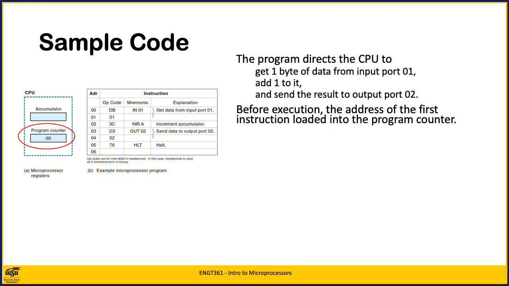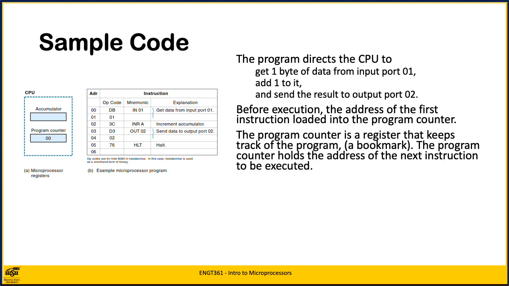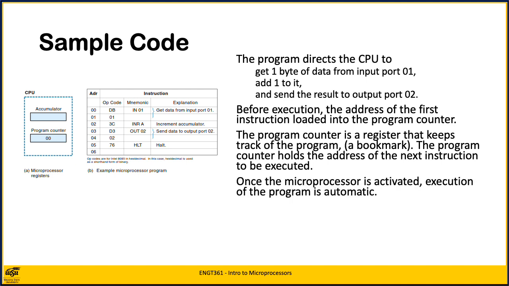Before execution can start, the address of the first instruction must be loaded into the program counter. The program counter is a special address storage register that the CPU uses to keep track of where it is in the program, much like a bookmark. The program counter always holds the address of the next instruction to be executed.